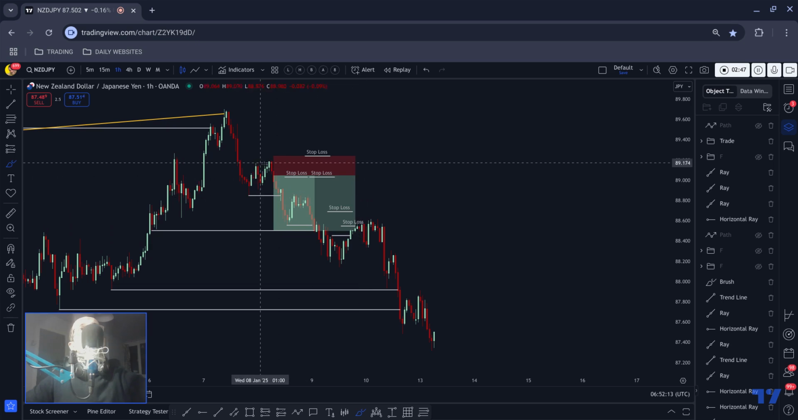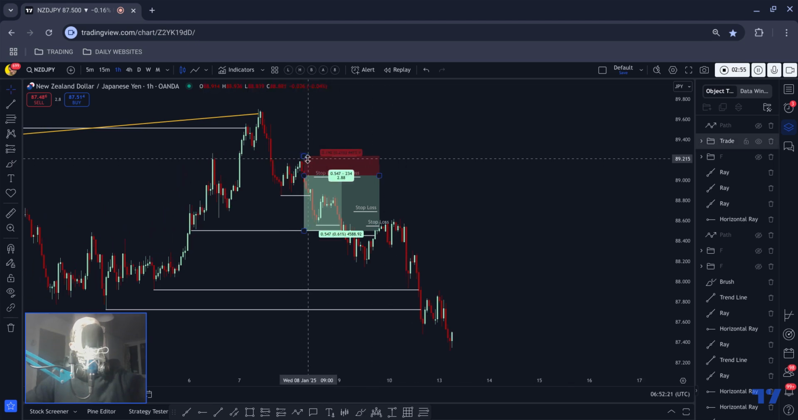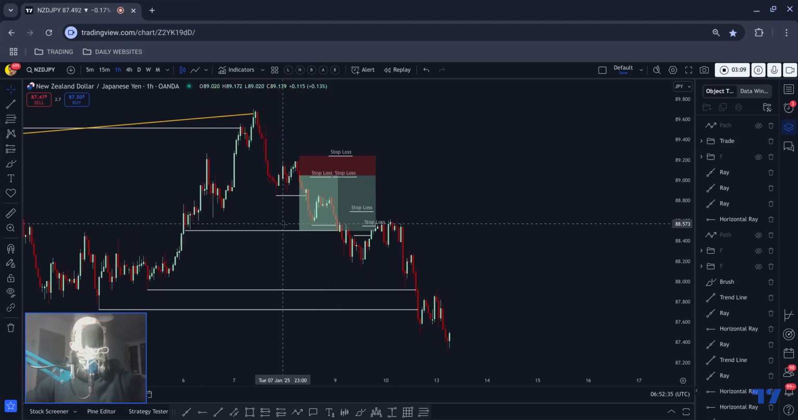So I got short after this 1 hour candle here. I set my entry just below. I had my stop loss there. This is to scale the exact prices that I got in, stop loss, etc. So then we broke this structure. I'm not moving to break even yet because I'm waiting for this structure to be broken. Once this red candle closed, I moved my stop loss to break even.